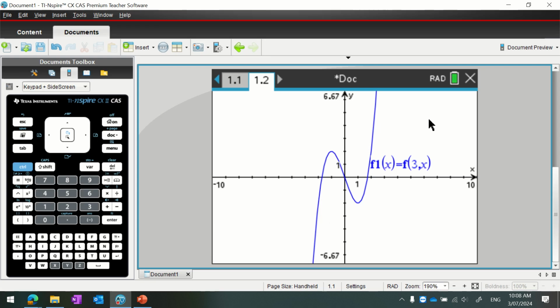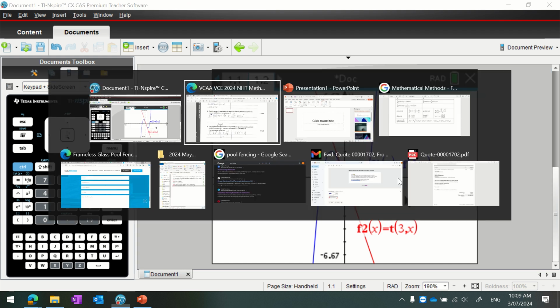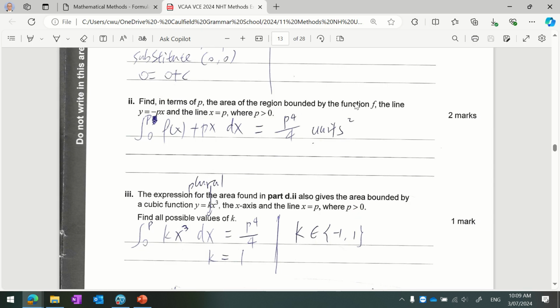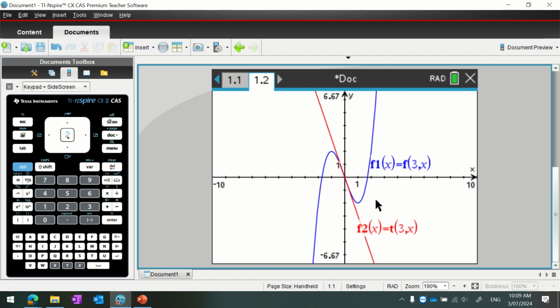So let's pick p equals 3, and then the tangent line also. And here we have it. The region bounded by the function f, the line, and the line x equals 3. All right. So x equals 3 is somewhere 1, 2, 3 here. X equals 3 is somewhere here. If you look at my cursor, I'm going vertically up and down.